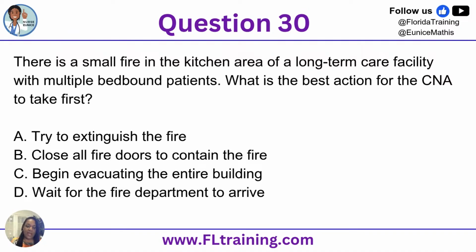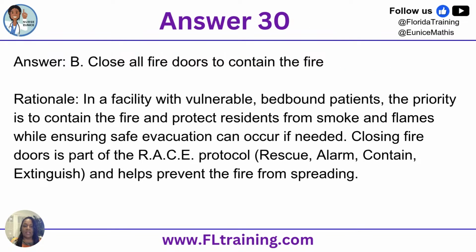So if there is a small fire in a kitchen area of your facility, you're not going to evacuate because it's hard to evacuate 70 bed-bound people. What you're going to do is you're going to do B. You're going to close all the fire doors to contain the fire. Usually the doors have a fire rating. It can hold off the fire for an hour, for 2 hours. So in a facility with vulnerable bed-bound patients, the priority is to contain the fire and to protect the patients or the residents from smoke and flames while ensuring safe evacuation can occur if needed.